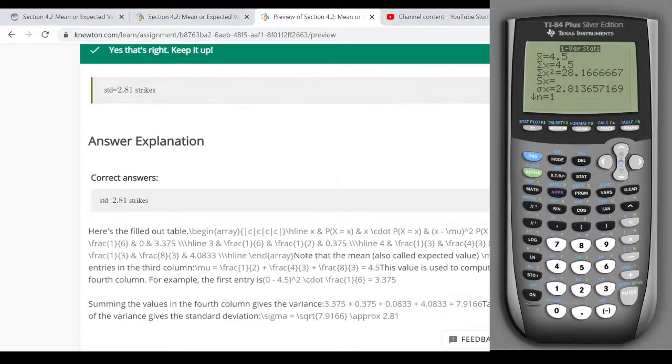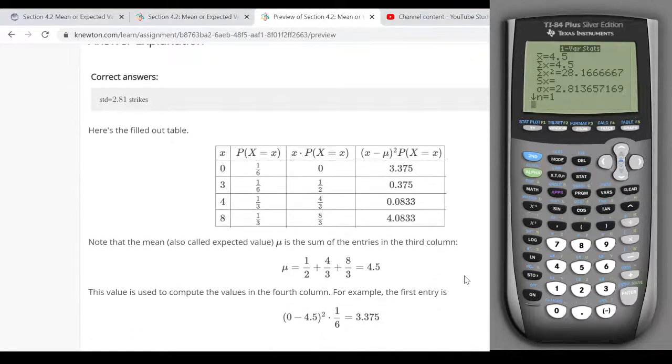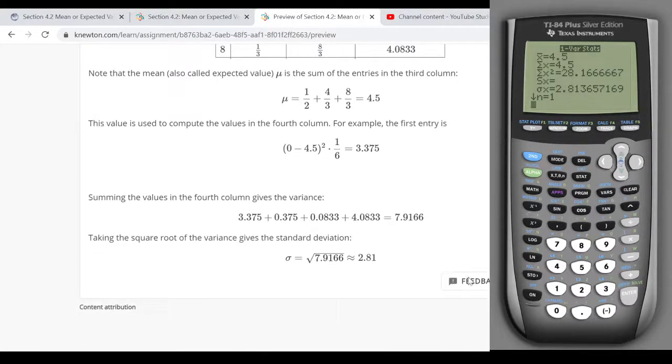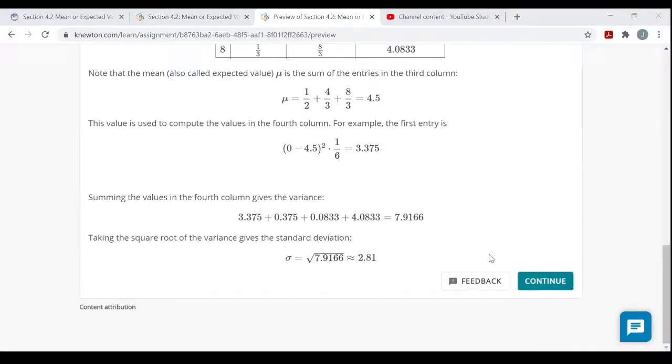And again, they go through and show you the entire thing by hand. Again, it's kind of annoying to do the standard deviation by hand. I would just say do it once or twice, get the hang of that, but use the calculator afterwards to save yourself some time.